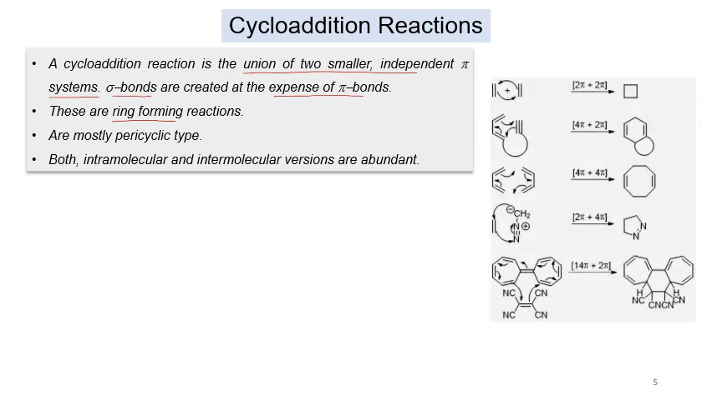Listed here are some of these examples in which you have a 2 plus 2 cycloaddition, you may have a 4 plus 2 cycloaddition, you may have a 4 pi cycloaddition, you may have a 2 pi 4 pi cycloaddition of this kind, and sometimes this is also labeled as a 3 plus 2 cycloaddition. We'll see the classification in a minute. This particular typical example we are going to see later is a 14 plus 2 pi cycloaddition reaction.